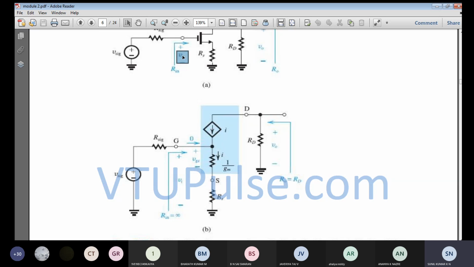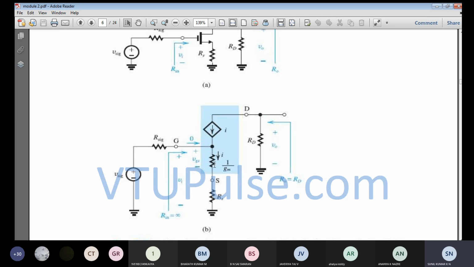So this is the input voltage. Input voltage we are going to see between the gate and ground. The same thing here also. Vi is going to be applied between gate and ground. Okay, so between gate and ground, what is the voltage which you can see here?